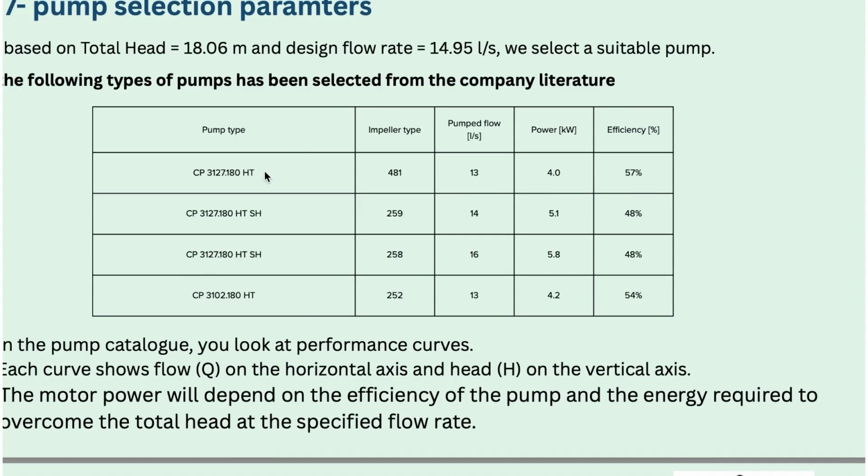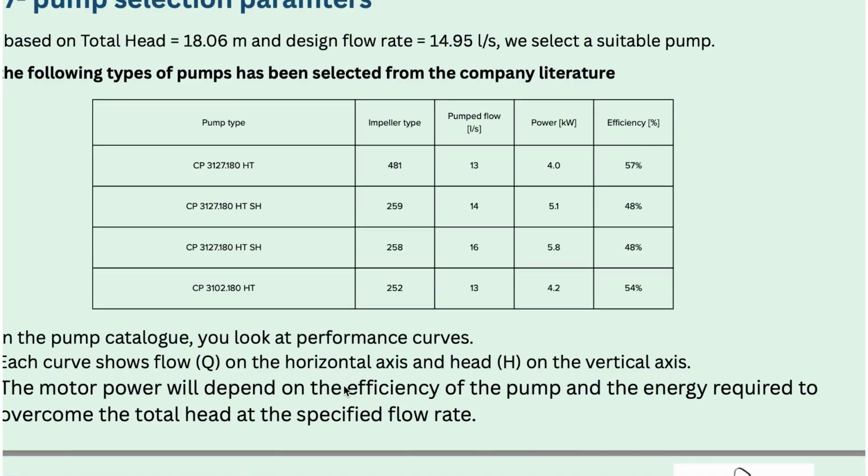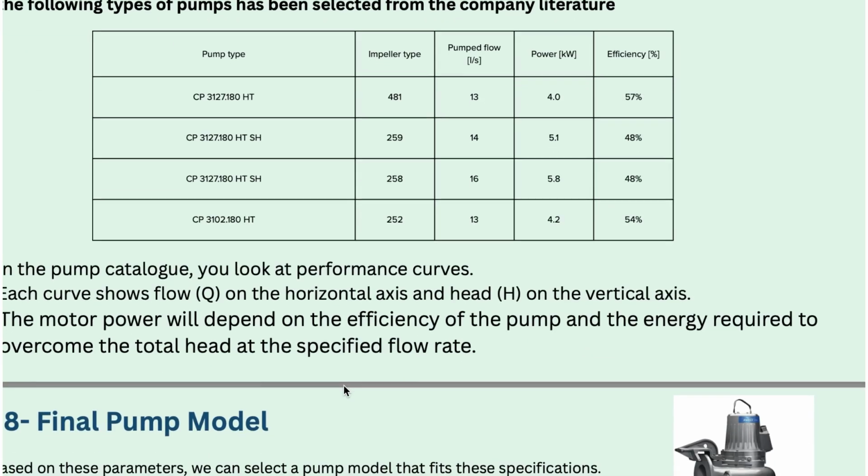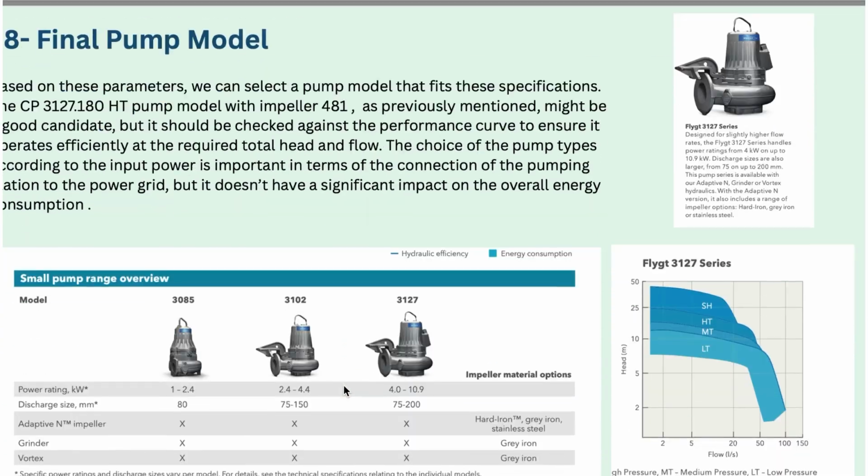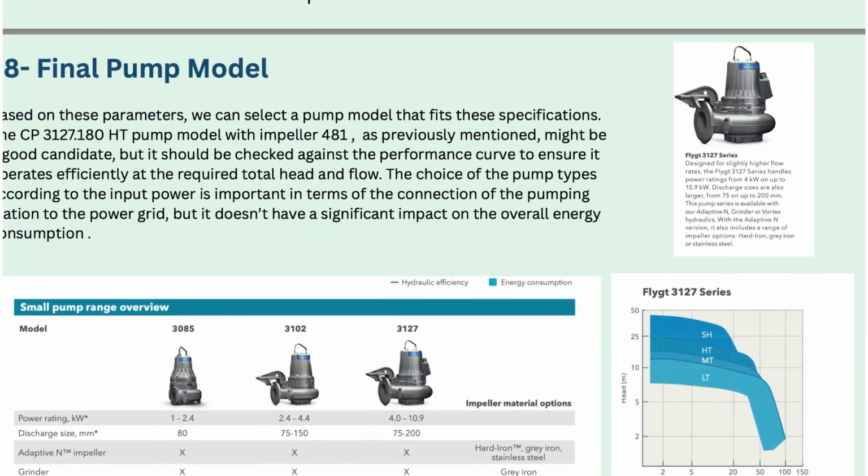So the pump type here, you have certain pumps from the catalog. Here I used the Flygt catalog. In the pump catalog, you can also see the performance curves. Each curve shows the flow Q values, usually on the horizontal axis, and usually on the vertical axis, you have your head calculated for each pump. So the motor power will depend on the efficiency of the pump and the energy required to overcome the total head at a specified flow rate. So this is the head, this is the flow. And from here, you have different types of pumps.